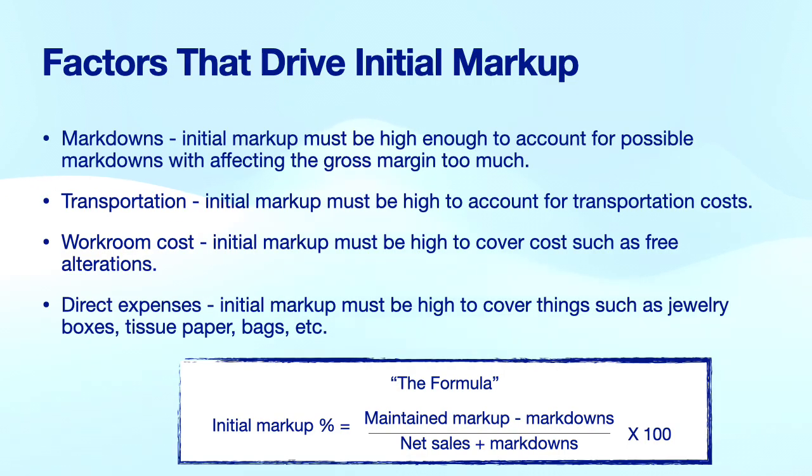So in setting our initial markup, we must take into account the markdowns that we'll probably end up doing. Our initial markup must be high enough to account for possible markdowns that will affect our gross margin. It also must be high enough to account for any transportation costs, such as getting your merchandise from the supplier. Also, it must take into consideration your workroom costs.